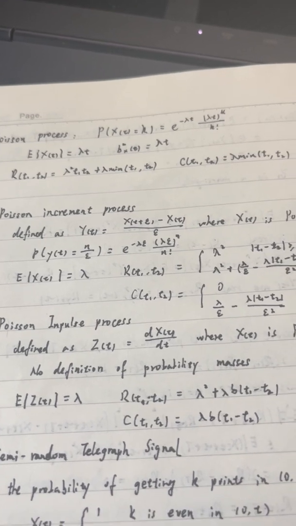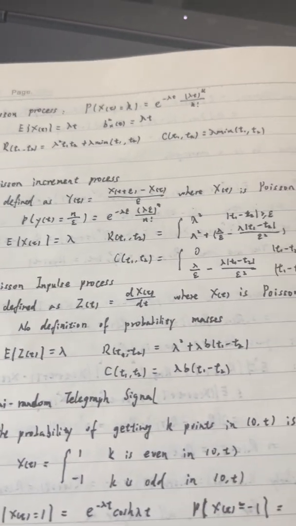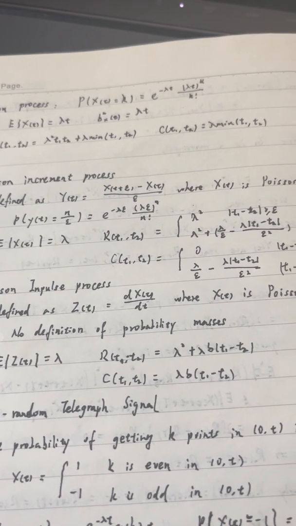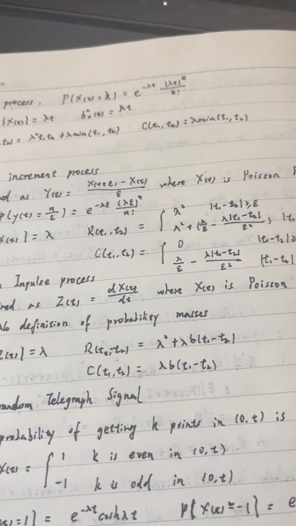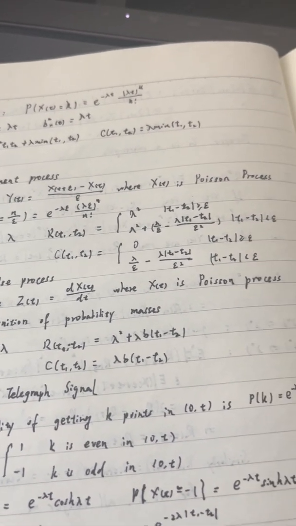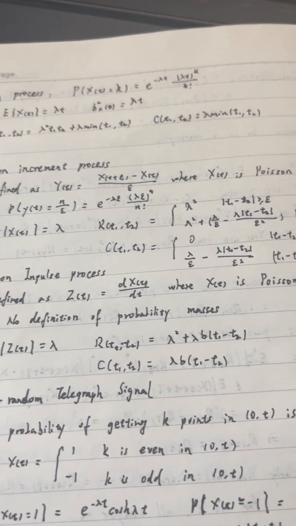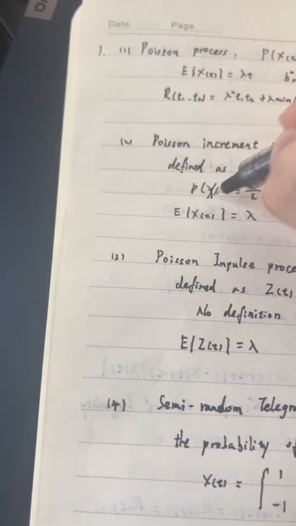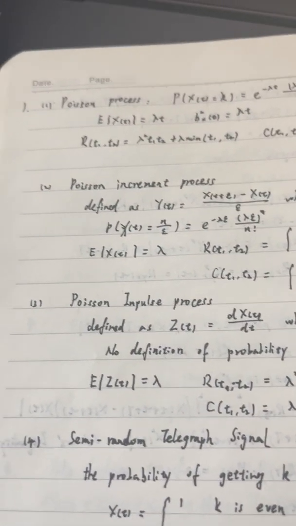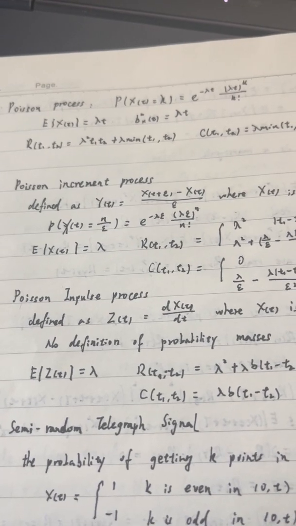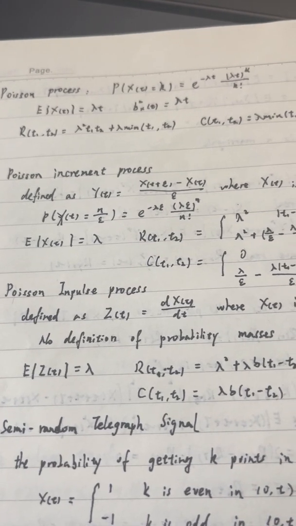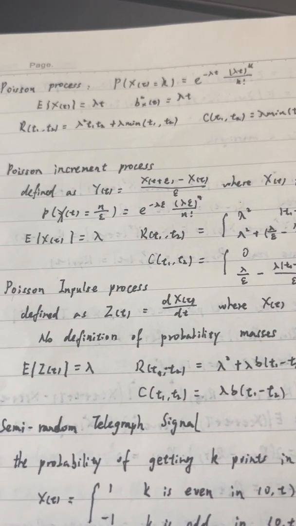So the second will be the Poisson increment process. It is defined as Y(t) equals X(t plus epsilon) minus X(t), divided by epsilon, where X(t) is a Poisson process. So its first-order probability mass is the probability that Y(t) equals n over epsilon, which is equal to e to the power of minus lambda epsilon, times lambda epsilon to the nth power, over n factorial.